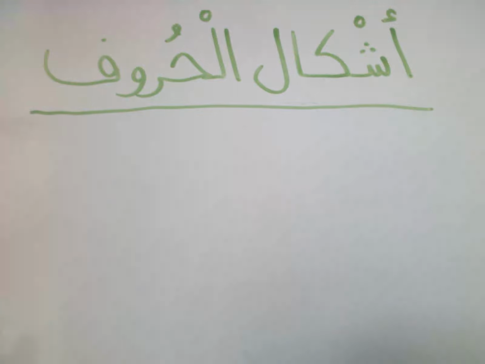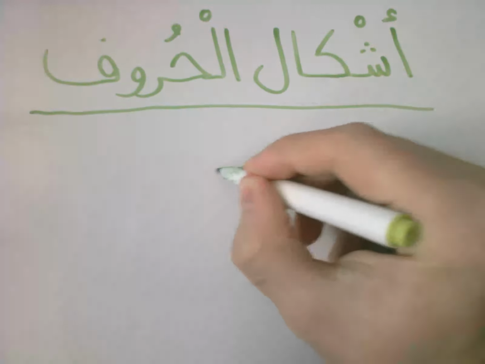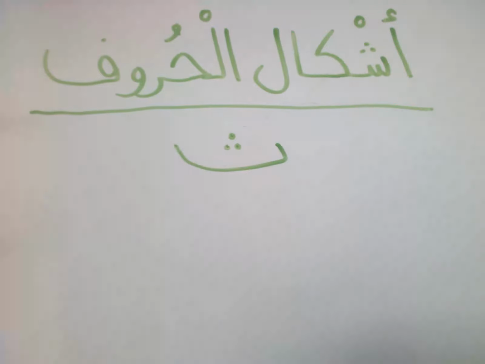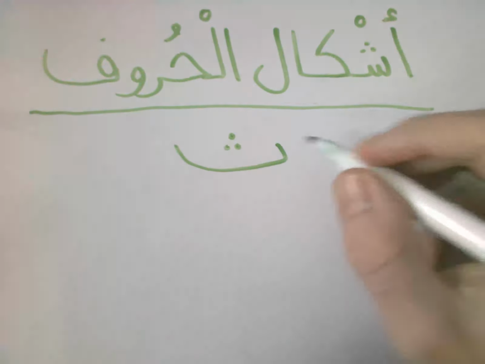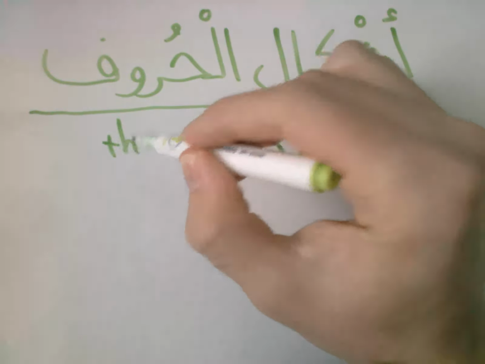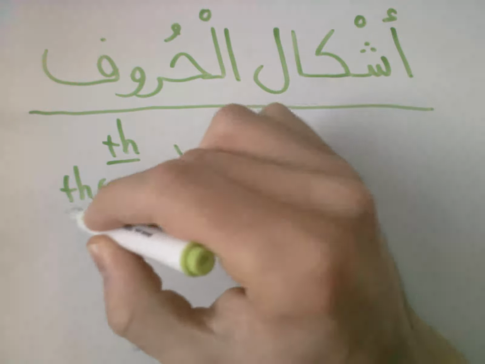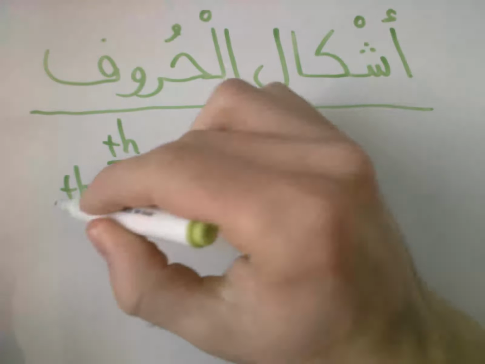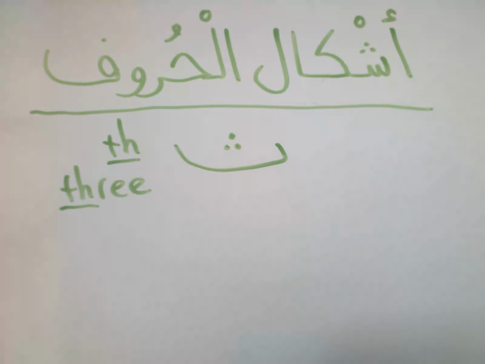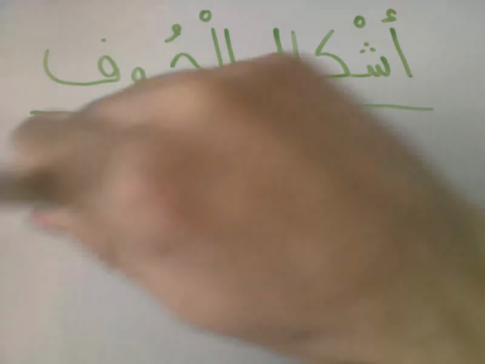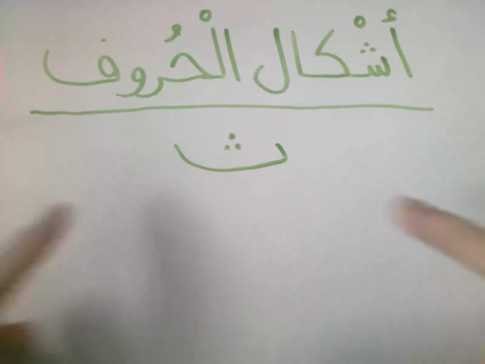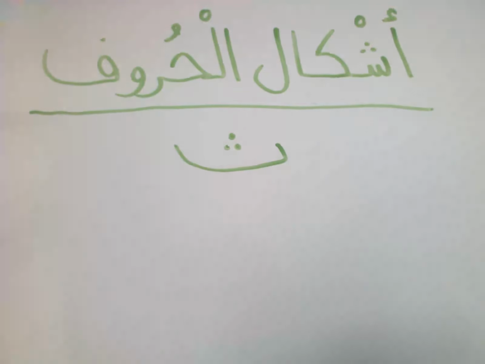So today you're going to learn the 3 forms of the letter ثاء, which is this letter ثاء. It is like TH in English for the word 3. Just like this, 3, THAA. So this is THAA in its isolated form.